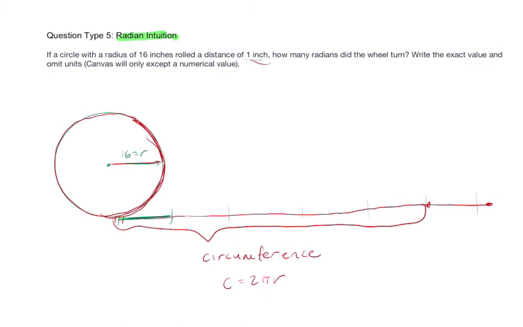If the wheel rolled 16 inches, that's one radius, literally. One radius, that's one radian. So if you went 16 inches, that would equal one radius or one radian. That's the same idea. So if you only rolled 1 inch, well, that's 1 out of 16 radians because it's 1/16th of the radius.